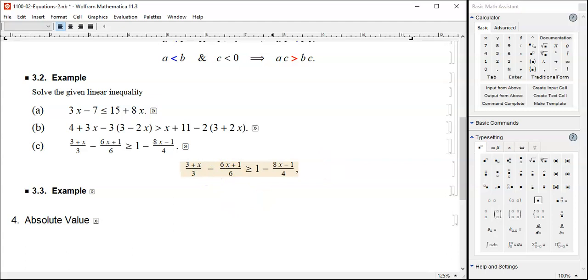Let's put some space in between. And we have denominators 3, 6, and 4. So what is the LCD? 12 is the best choice.